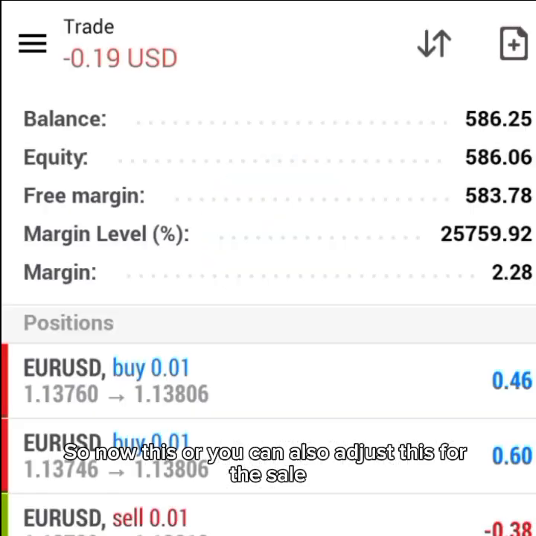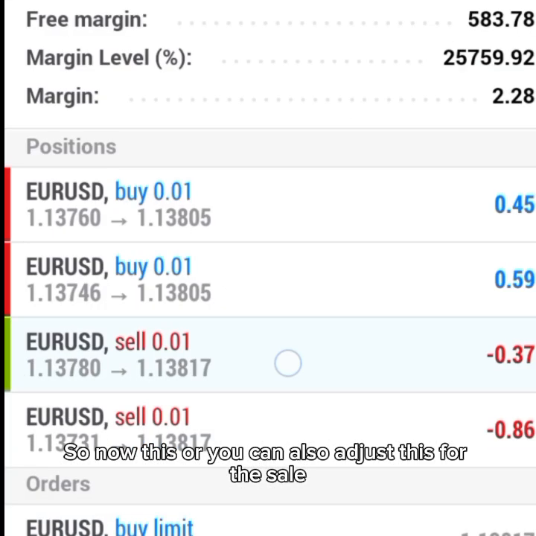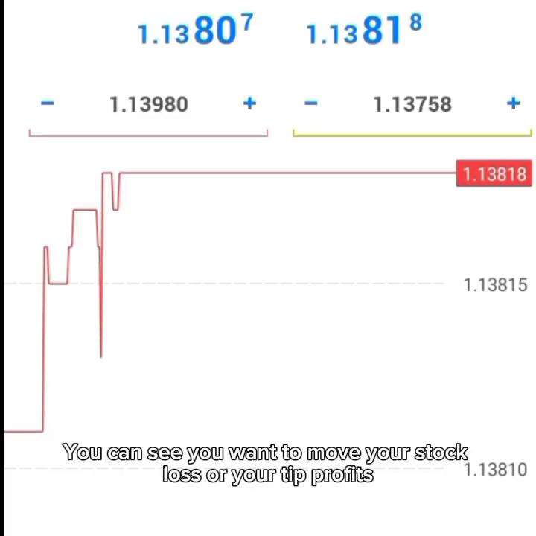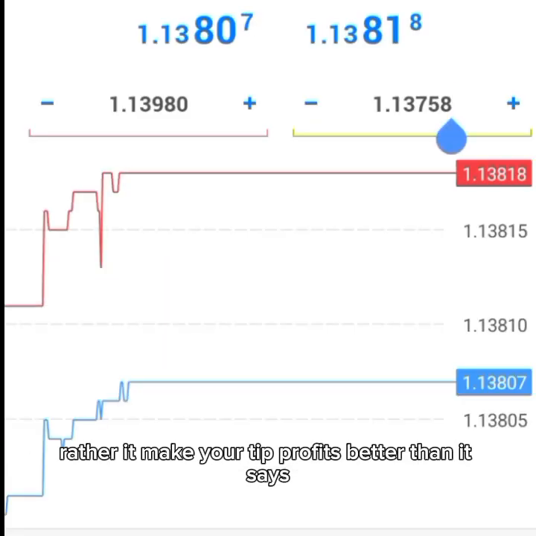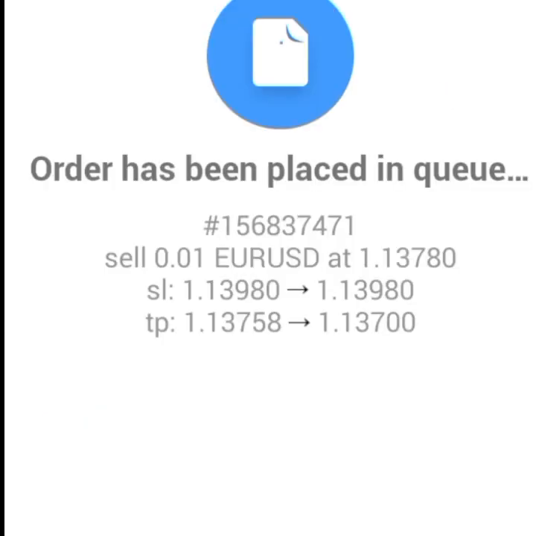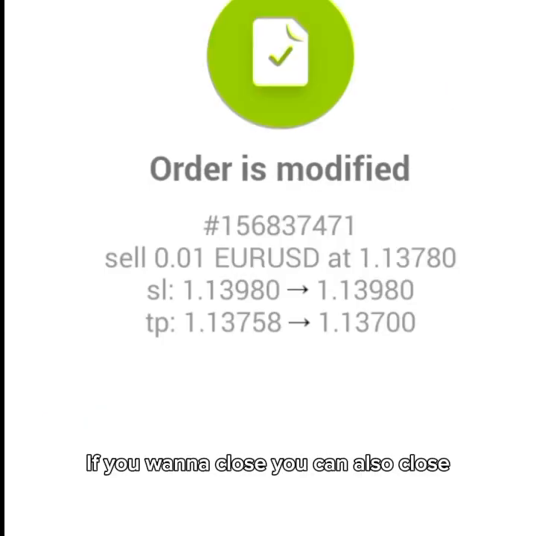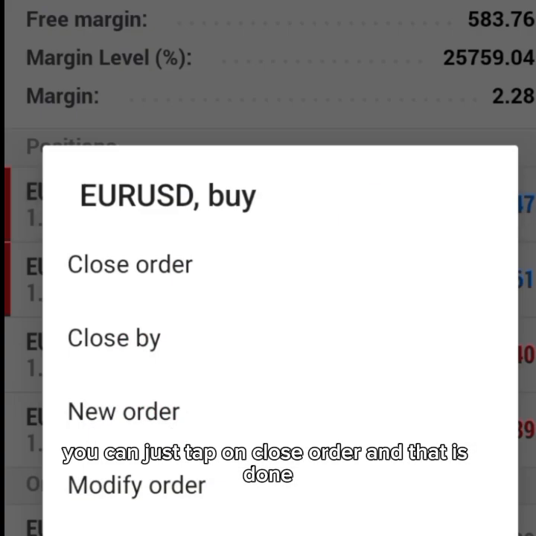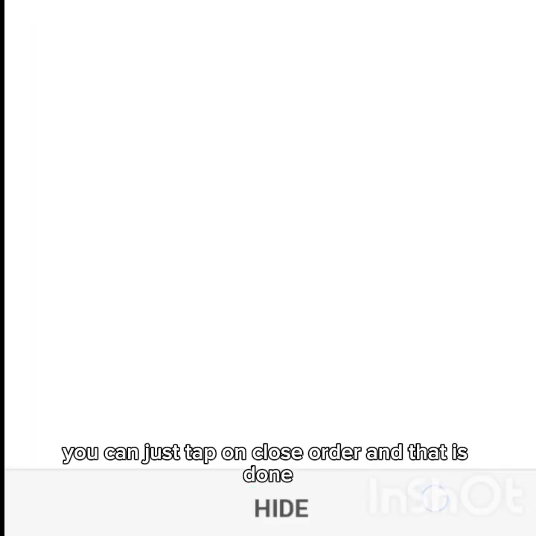Or you can also adjust this for the sell. You can say you want to move your stop loss or your take profit rather. You make your take profit better than it is. So that's just how that works. If you want to close, you can also close. If you want to close this one, you can just tap on close order, and that is done.